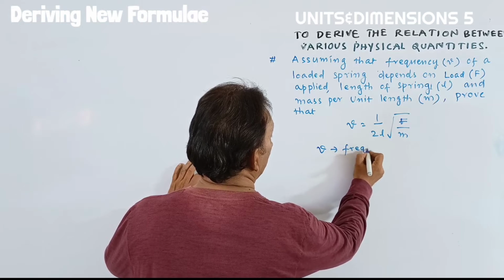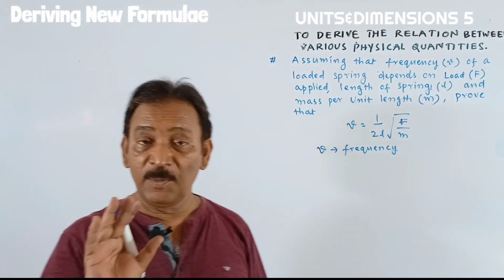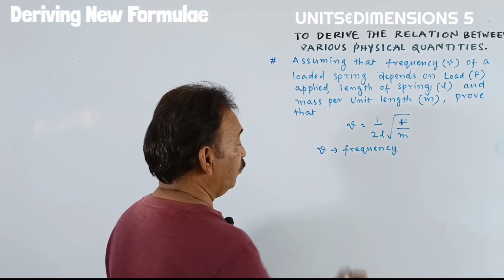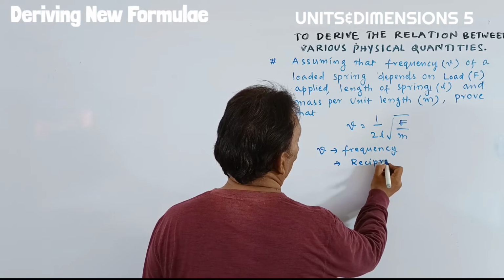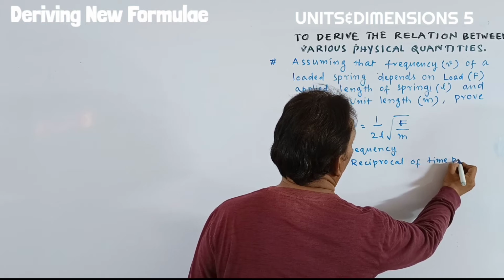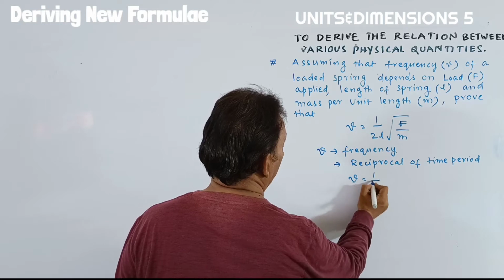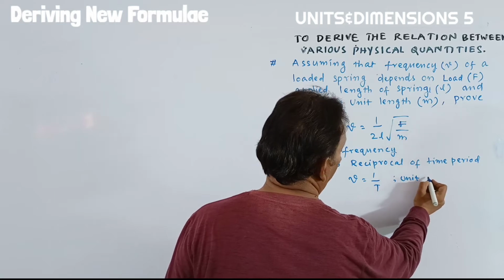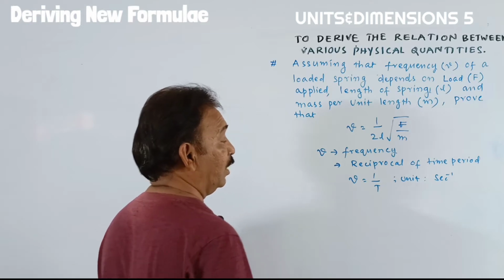What is frequency? You have to understand, students. Frequency is nothing but the number of vibrations made by a body in 1 second. But generally we can write it as the reciprocal of the time period. That is, frequency nu is equal to 1 by T. And its unit is 1 by second, meaning second inverse. Okay, students, that is frequency.